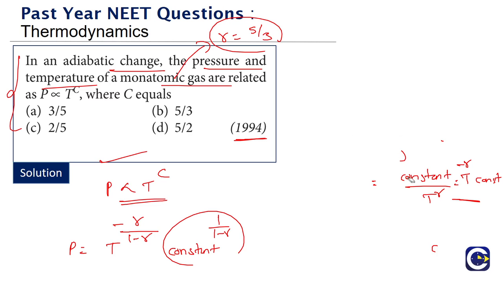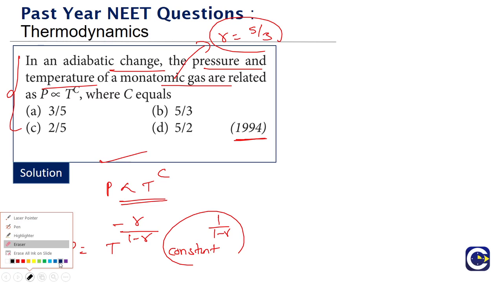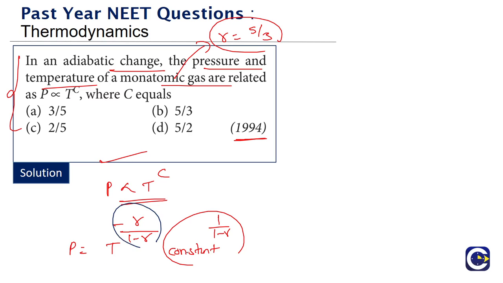Now we have to compare both of these. What is the given expression? P proportional to T power C. What is the expression we got? P is proportional to T power minus gamma by 1 minus gamma, because there is a constant. That means we can say C is equal to minus gamma by 1 minus gamma.